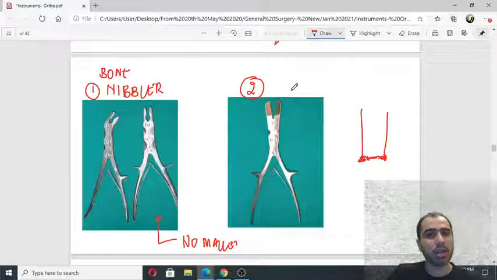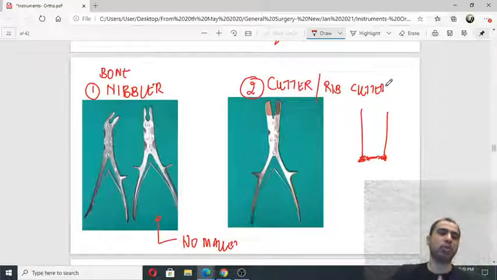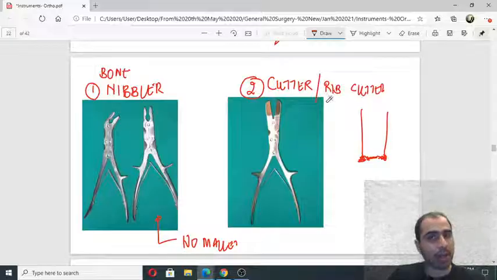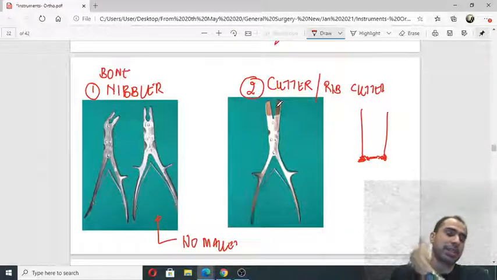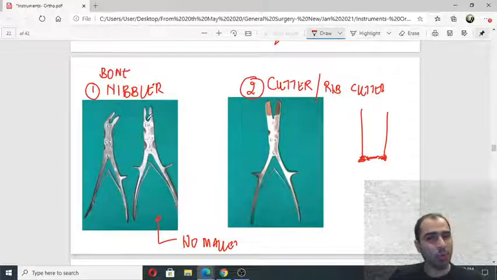Bone nibbler. This is a bone cutter. Alright. Also called a rib cutter. In general surgery, it is used to cut the ribs. Like if I'm doing a thoracotomy, Ivor Lewis for esophageal cancers, I have to cut the ribs. Please understand ना, thoracotomies में rib काटने पड़ते हैं. I cut the ribs with a rib cutter. Alright, if I am excising a cervical rib, I'll cut it with a rib cutter. So that is the role of bone cutter, bone nibbler, rib cutters.